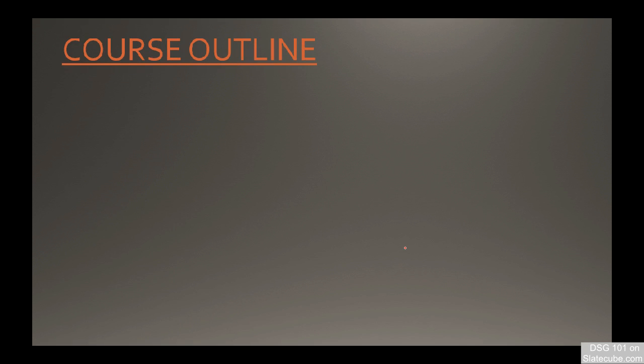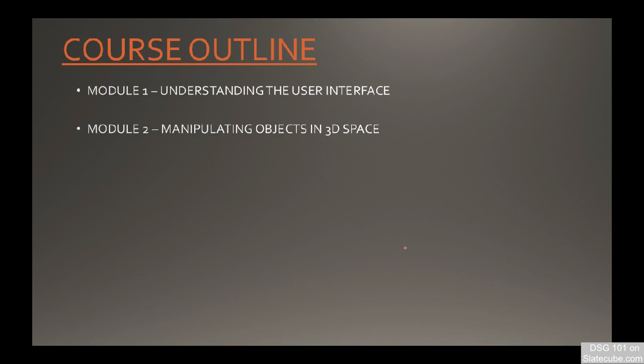So for this particular crash course on animation, here is the course outline. In module 1, I'm talking about understanding the user interface. The first thing you have to understand is what the tools in Blender are, and familiarizing yourself with those tools. Next will be manipulating objects in 3D space. How can I move these objects from one point to another? How can I change the shapes of these objects? We're learning that in module 2.